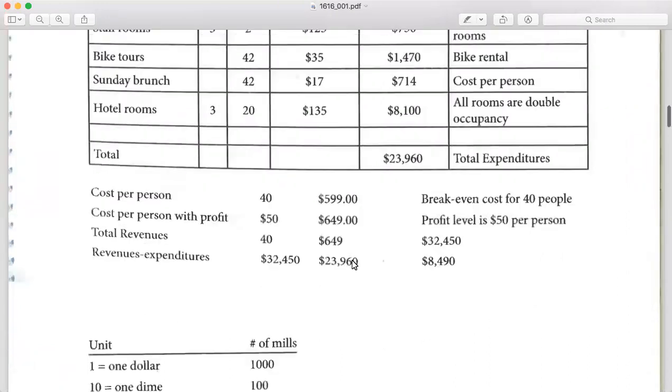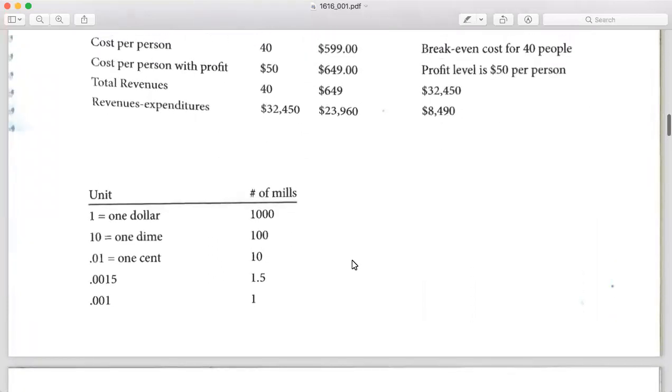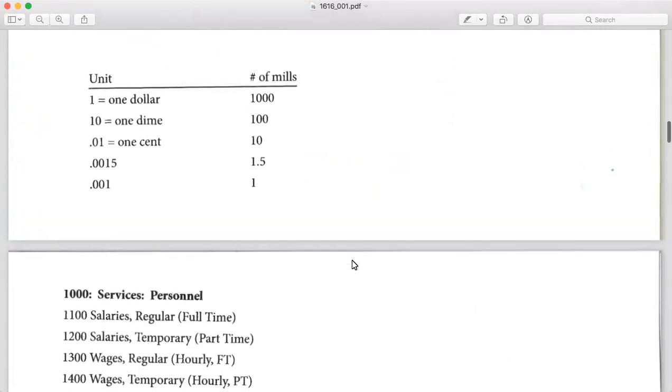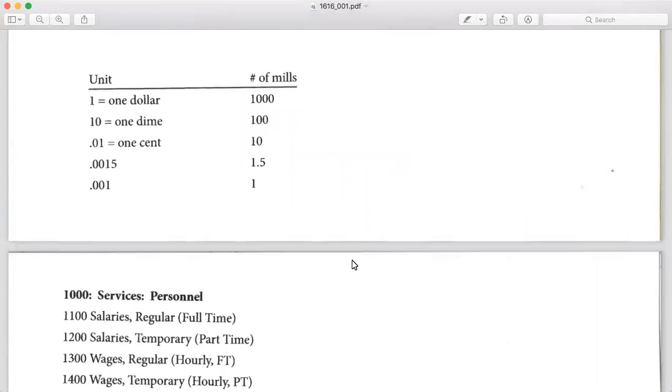So tax rates, and this is kind of out of context, but if you look at the page now, it says units and number of mils. The tax rates can be expressed in terms of mils. $1 equals 1,000 mils, and a mil is 1/1000th of the assessed property value. Following are conversions of various monetary units into mils.